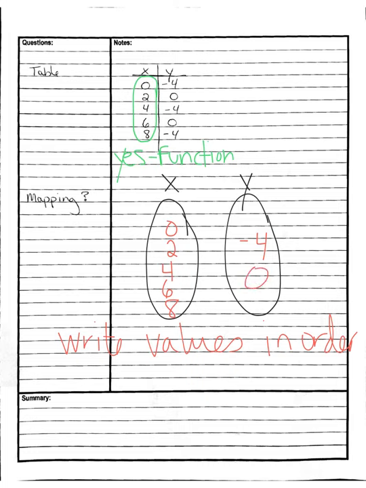But what did you notice? We are not going to repeat a value. So do not repeat a value. For example, if my table says -4, 0, -4, 0, -4, I'm only going to write the -4 one time. I'm only going to write the 0 one time. It's important for a mapping.